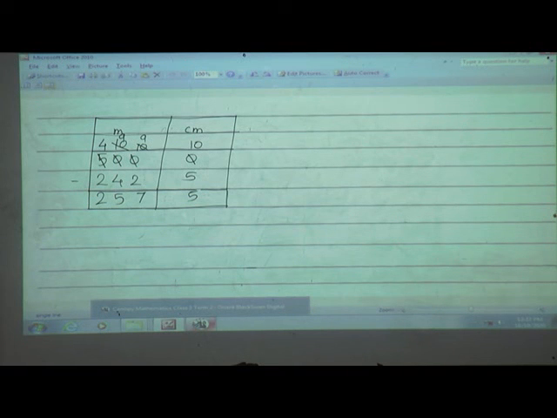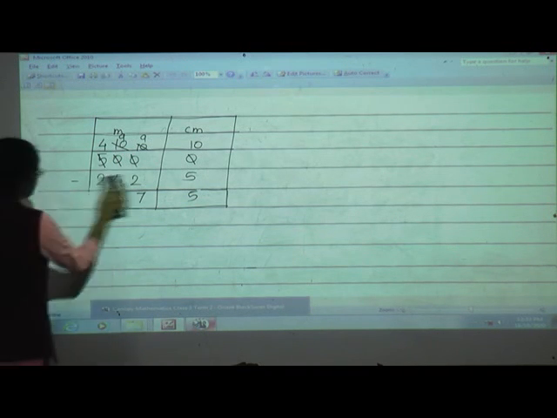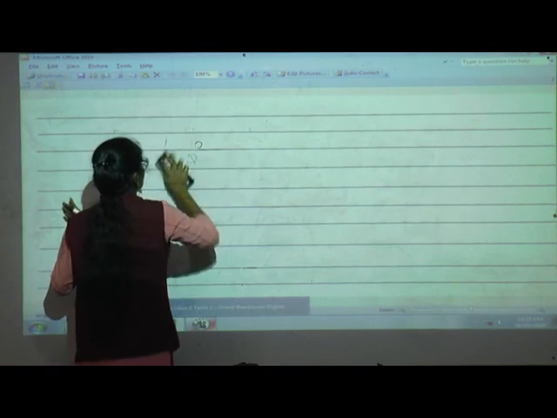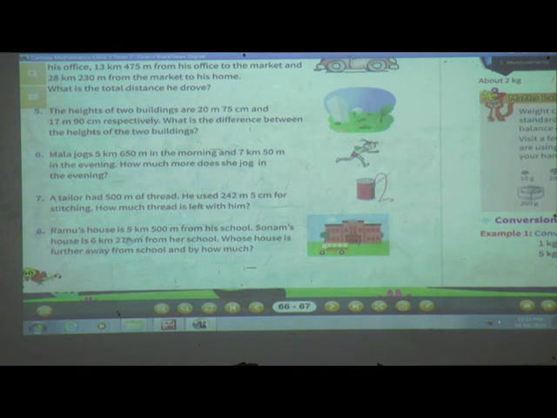Okay. Now see the last example. Read the question. Ramu's house is 5 kilometer 550 meter from his school. See, Ramu's house is 5 kilometer 550 meter from his school. Sonam's house is 6 kilometer 275 meter from her school. Whose house is further away from school and by how much?